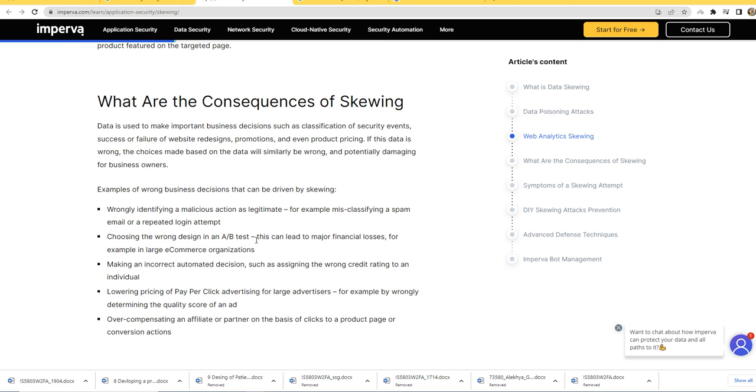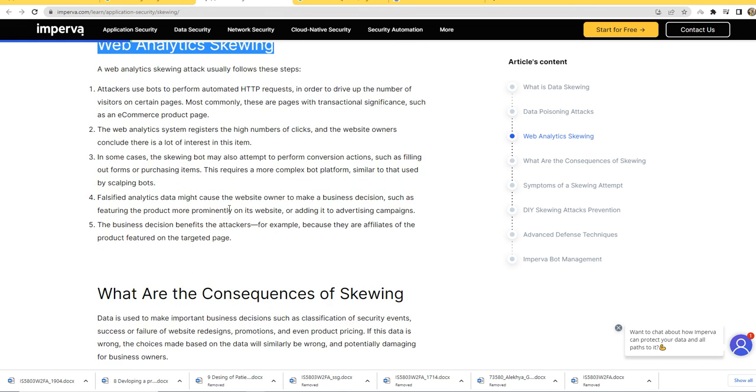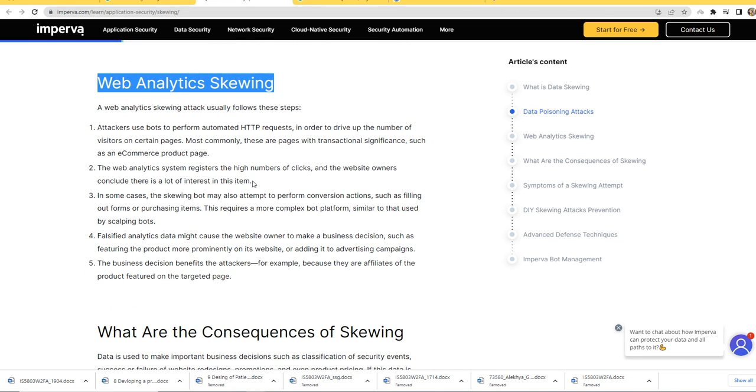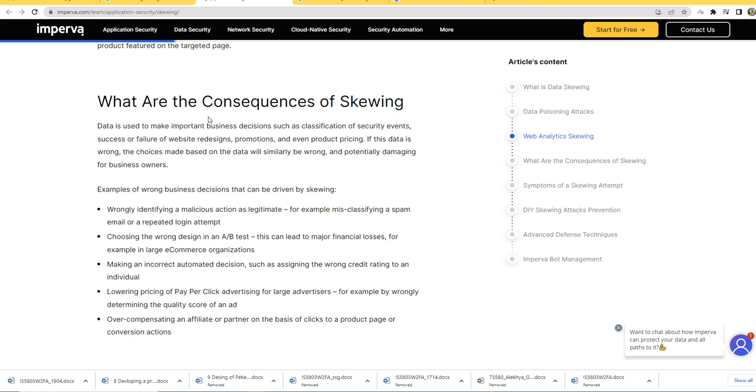Now the second part speaks about what kind of attack can happen. A web analytics skewing attack can happen. Why do you think so? Because the organization's application structure is a kind of website. So there is a possibility that data collected on the data servers is vulnerable to web analytics skewing. Then you start explaining what web analytics skewing is and what kind of consequences can be experienced by the application because of it.